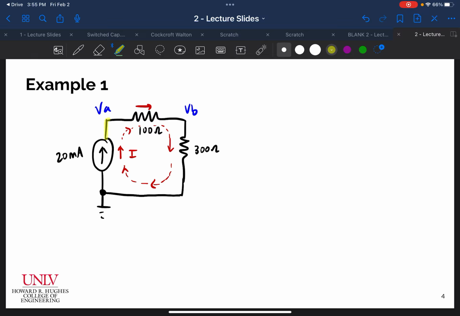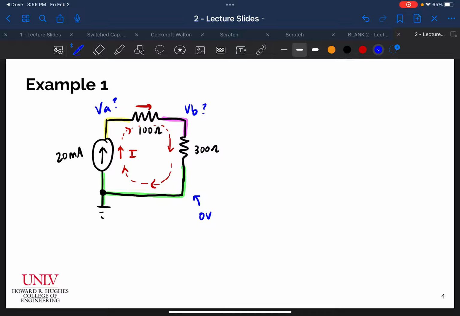So the first node is the node VA. I highlight that in yellow. The second node is the node VB. I highlight that in pink. And then the last node is my ground node, and I'll highlight that in green. Voltages that we don't know, obviously, are VA and VB, but we do know this voltage because ground is 0 volts, okay?